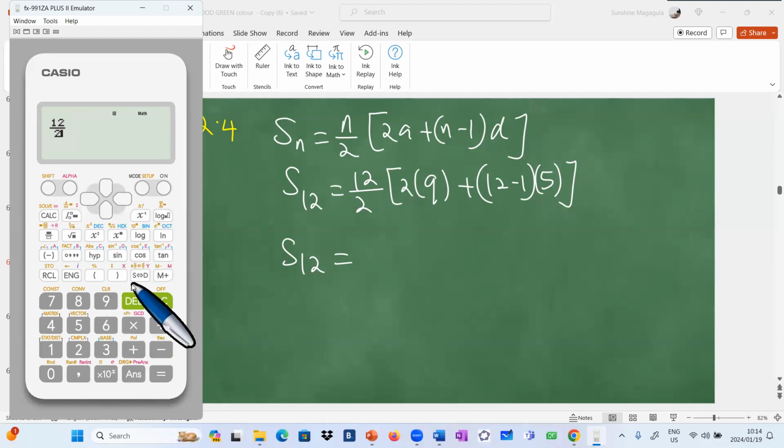Okay, thanks. So yeah, we have 12 over 2. I'm just using a calculator to do this now. And then you have 2 times 9. We add 11 times 5. Which is exactly 438. 438.